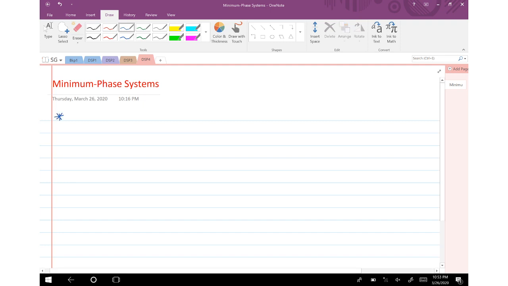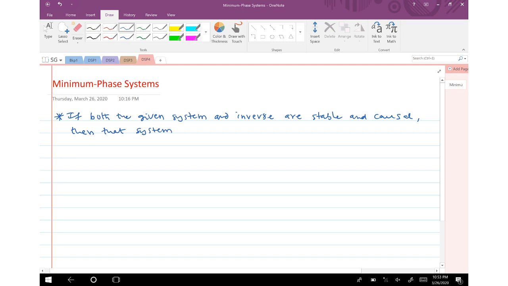When do you call a system minimum phase? If both the given system and its inverse are stable and causal, then that system is referred to as a minimum phase system. We already discussed it in the pole zero plots also.